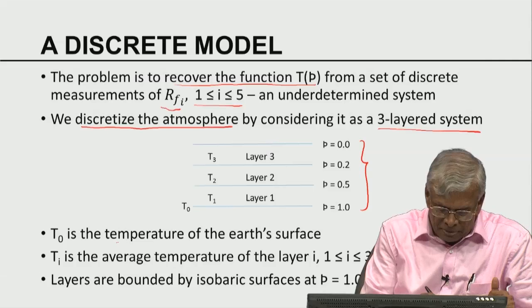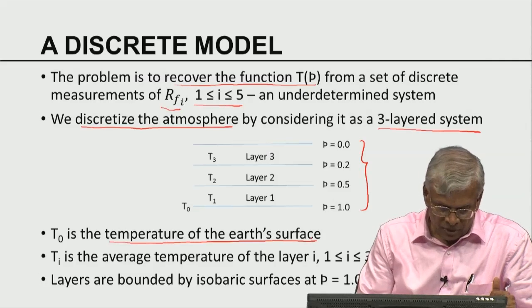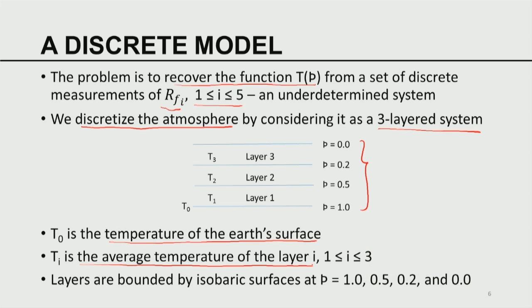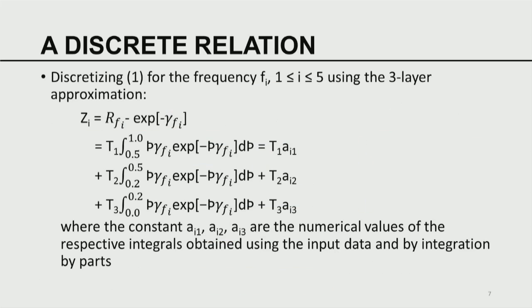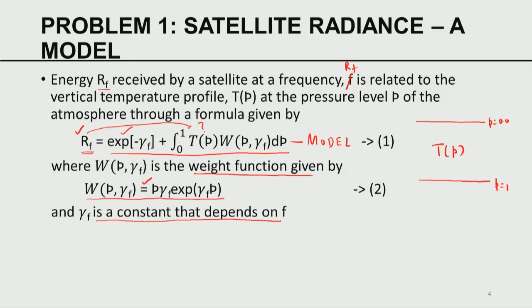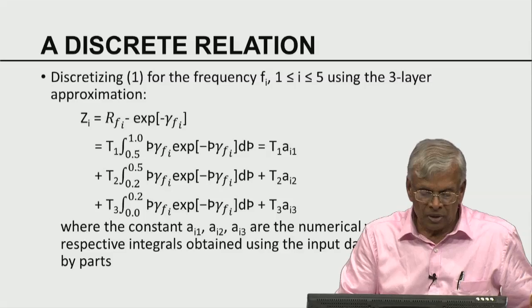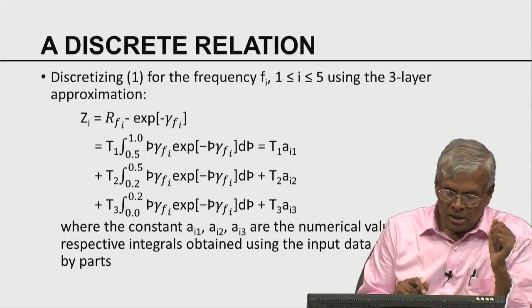Let T0 be the temperature of the surface of the earth. Ti be the average temperature at level i. The layers are bounded by isothermal surfaces at 1, 0.5, 0.2 and 0. So I would like to go back to the first equation. Equation 1 is a continuous representation as a function of pressure. I am going to have to discretize this integral.